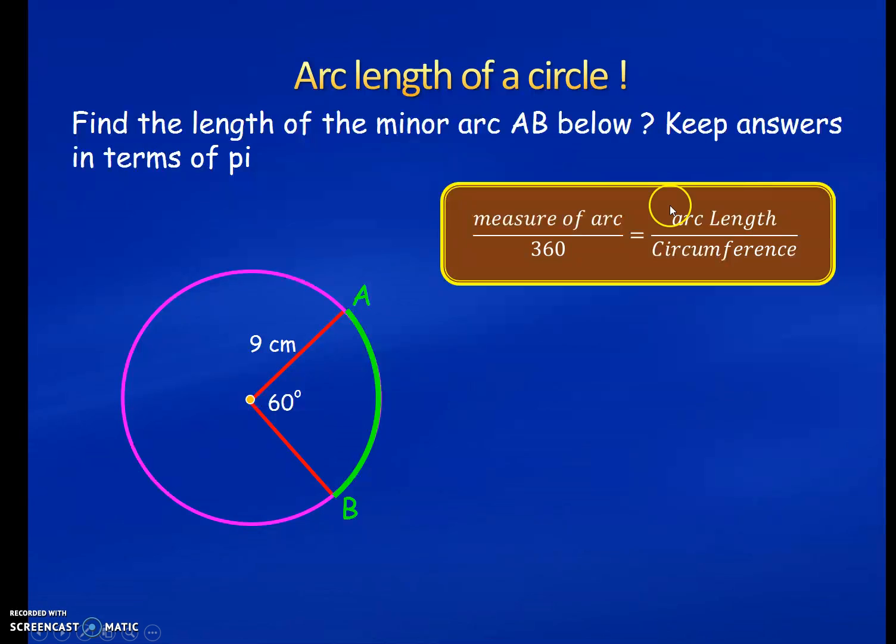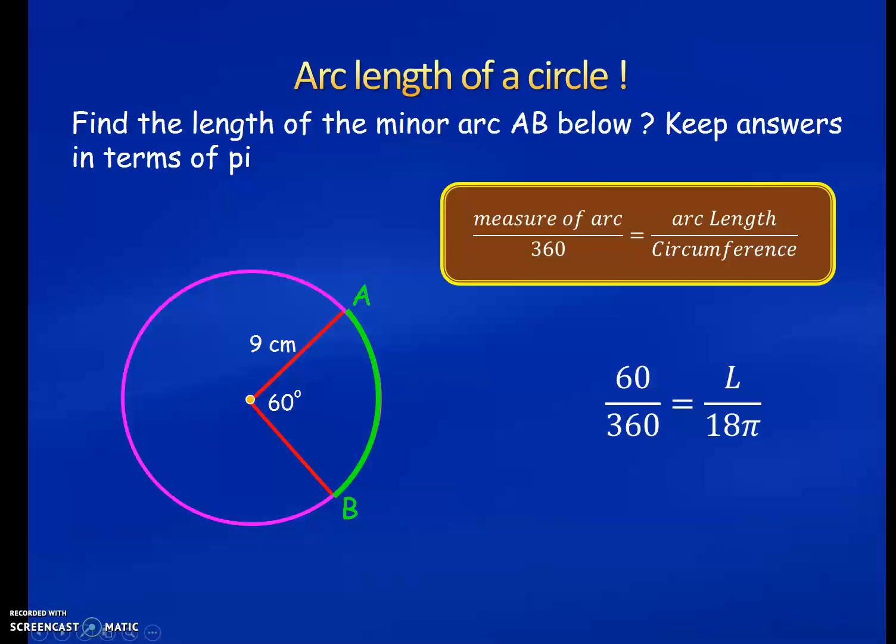Now we're going to do our minor arc AB. So we're looking at this little guy right here. I can see its central angle is 60 degrees. So in the measure of an arc, it's going to be 60 out of 360. I don't know what the arc length is, so I'm going to call that L. And then the radius is 9, so I double that, and I get 18 pi for my circumference.